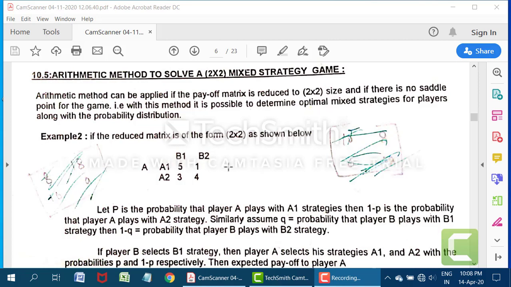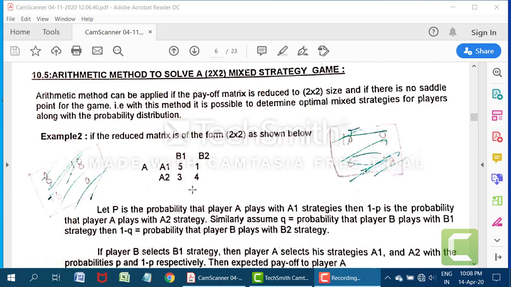Even by encircling the row minima, first row minimum, encircle it, second row minimum, encircle it. Then for the columns, first column maximum 5 will be squared, second column maximum 4 squared. The circles do not coincide with the squares, hence there is no saddle point for the game.